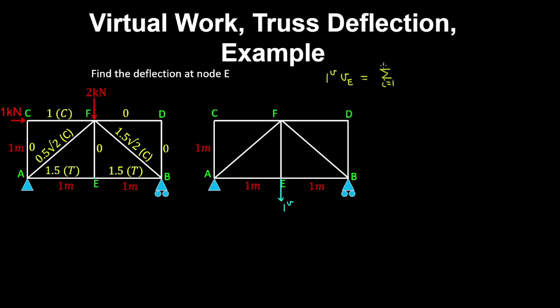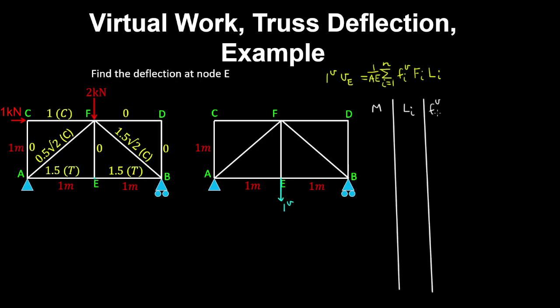So we sum from i equals 1 to n members, and we have the virtual force in each member by the real force in each member by the length of each member on the axial stiffness, which we take outside the summation, assuming that all members have the same cross-sectional areas and the same Young's modulus. And now we construct the table. So for each member we have the length, the virtual force, the real force, and the product in this sum.